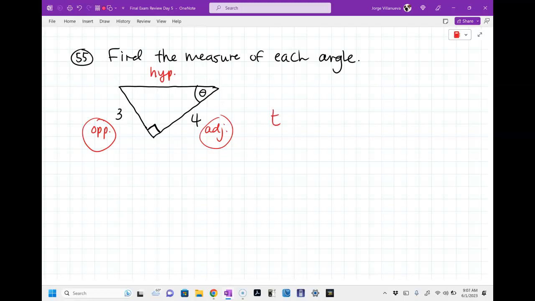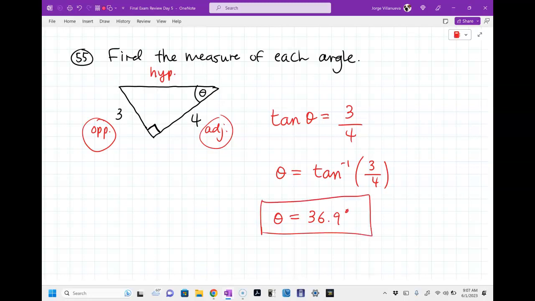Tangent, right? So tangent of theta is opposite, that's 3, over adjacent, which is 4. We want to solve for theta. So you're going to throw the tangent to the other side and it becomes an inverse. And then from here, you're just going to go to your calculator and type in tangent inverse of 3 over 4. It gives me 36.9 if I round it to the nearest tenth. So 36.9 degrees. And that's it.